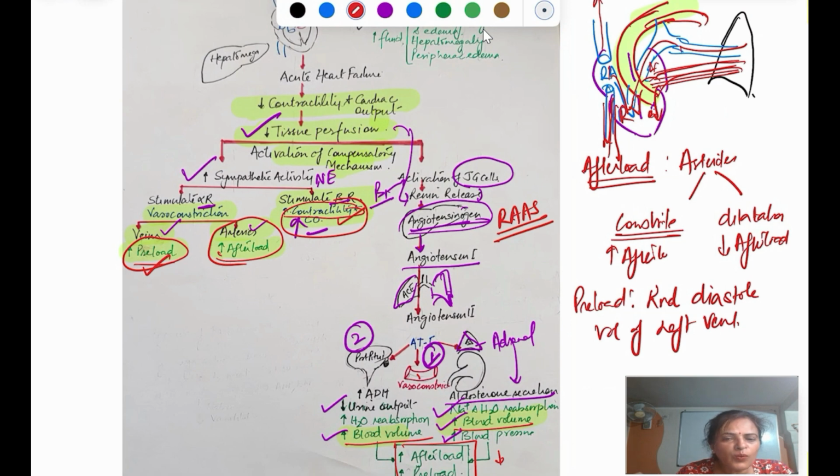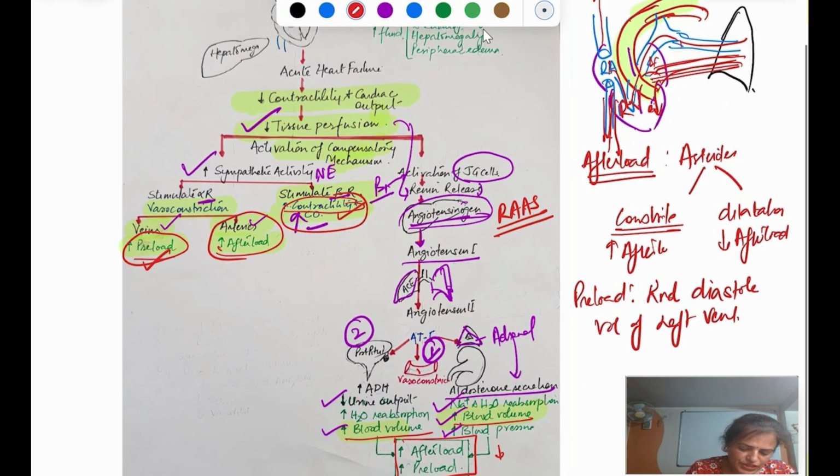This is number 1. So initially there is improvement because of the increased preload, increased contractility, and increased cardiac output. But later on, because of the constriction of the artery, there is increased afterload. So it is going to increase the cardiac work.